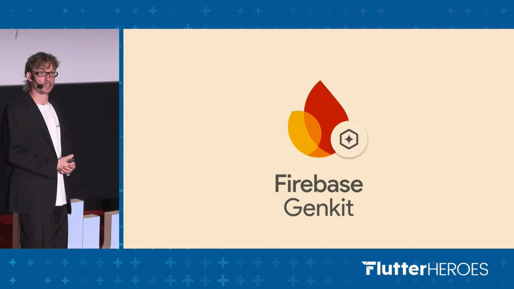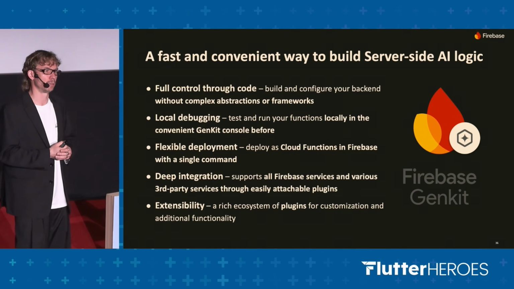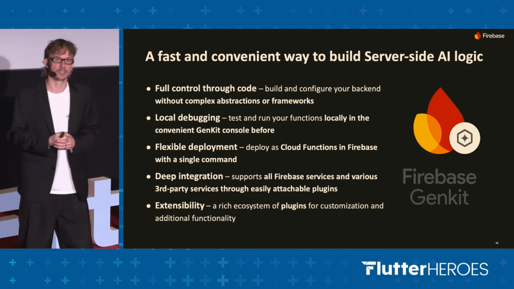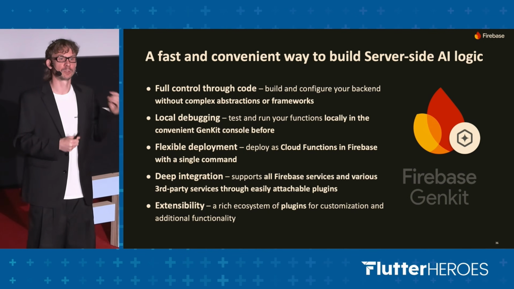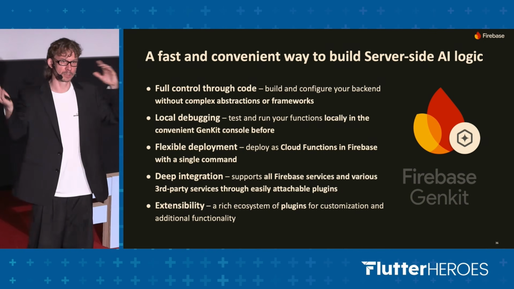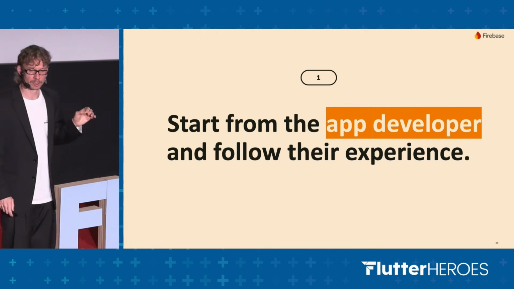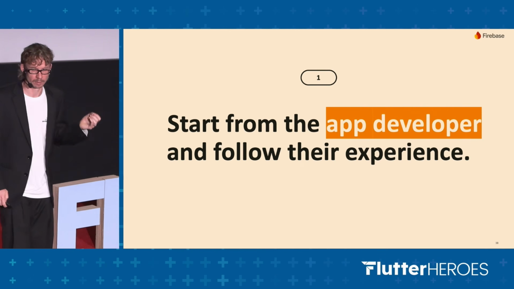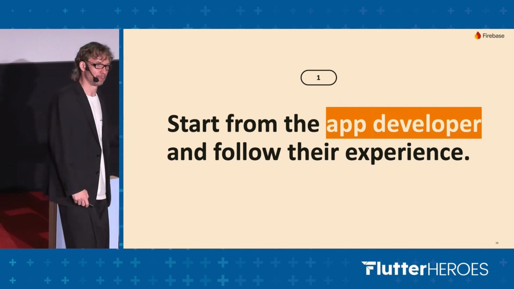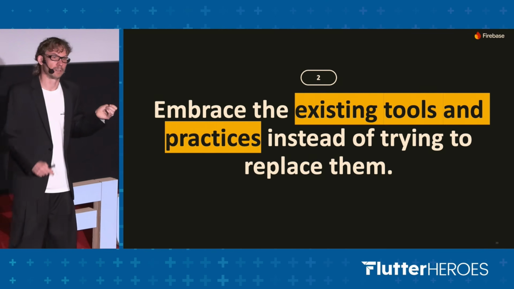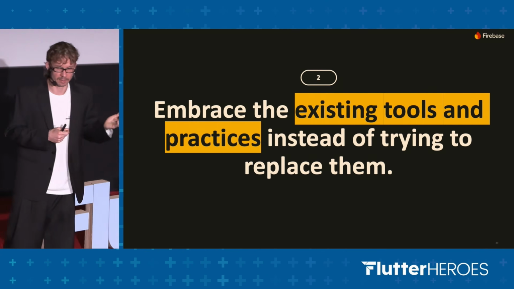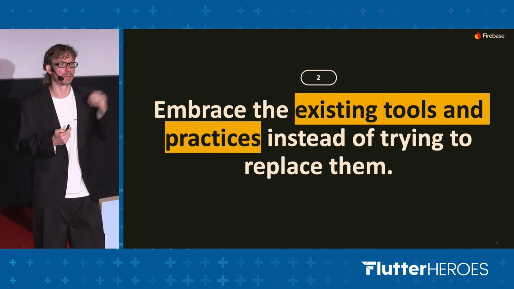Today we're talking about Firebase Genkit. Genkit allows you to work with AI application architecture with full control through the code, without new concepts, new adapters. This approach starts from the app developer, not the AI developer, and follows the app developer experience. So this approach doesn't replace existing tools and practices, but embraces them.